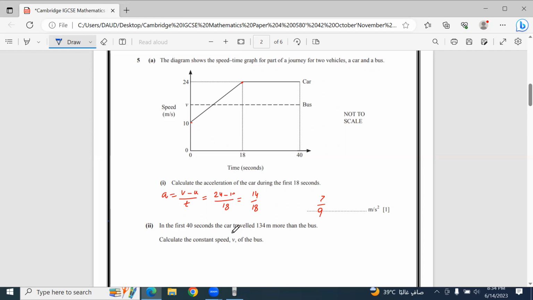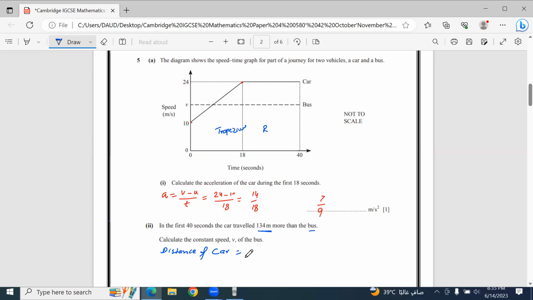In the first 40 seconds the car traveled 134 meters more than the bus. Calculate the constant speed v of the bus. First we will find the distance of the bus. Let me find the distance of the car first. Remember that with a speed-time graph, we always find the distance as the area under the graph. If you check carefully, one part is a trapezium and one is a rectangle.